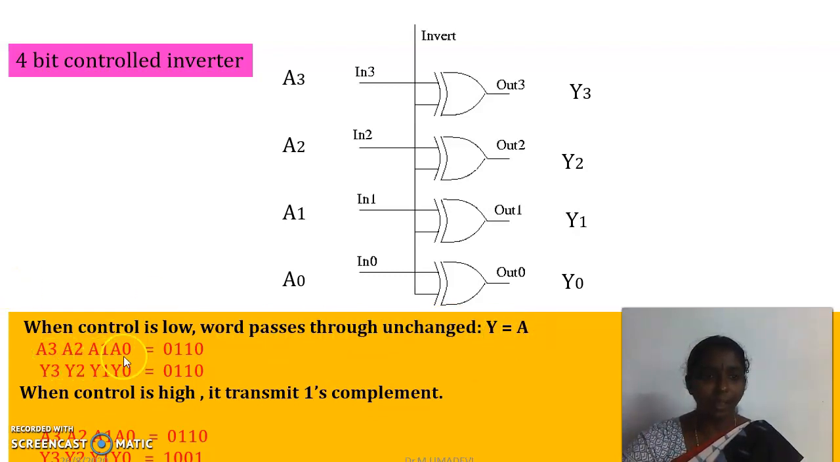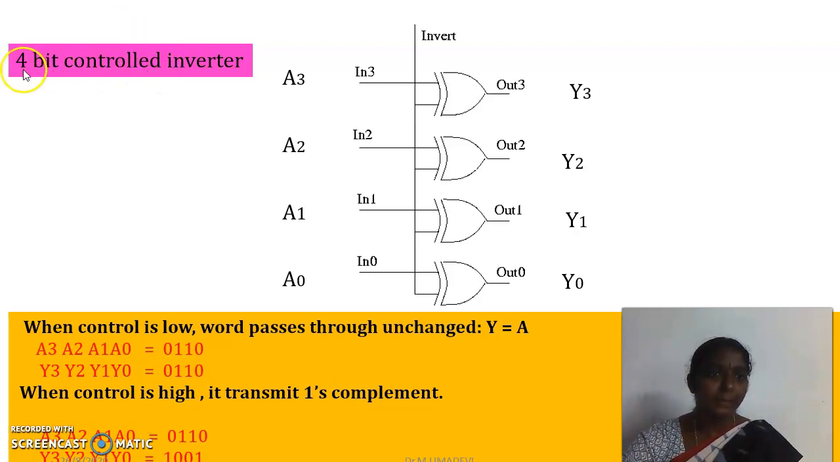For example, if you give A0, A1, A2, A3 as 0, 1, 1, 0, you will get the same output. No change at all. So 0, 1, 1, 0. Unchanged. Y is equal to A. When the control is high, it transmits the 1's complement. Suppose you give A0, A1, A2, A3 as 0, 1, 1, 0, then the output will be 1, 0, 0, 1. That is the 1's complement. You know very well about 1's complement. 1's complement is nothing but, if you give 0 it will be changed into 1, and if you give 1 it will be changed into 0. That's 1's complement, a simple method.